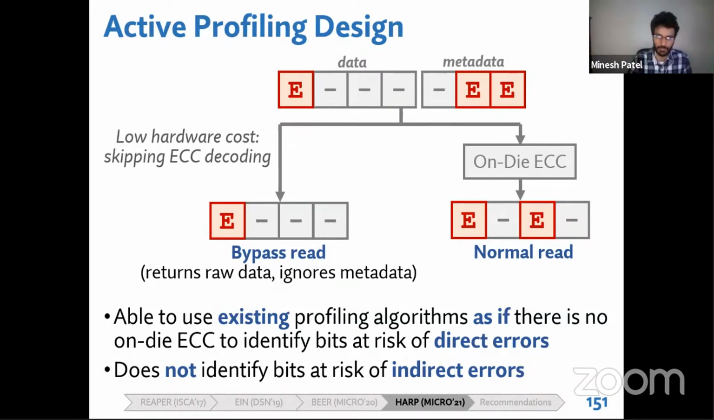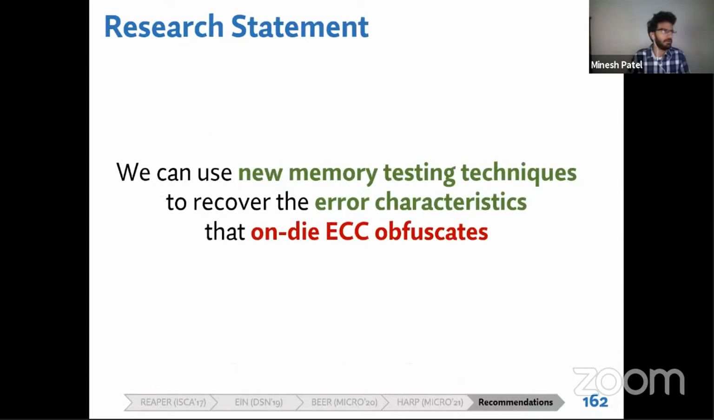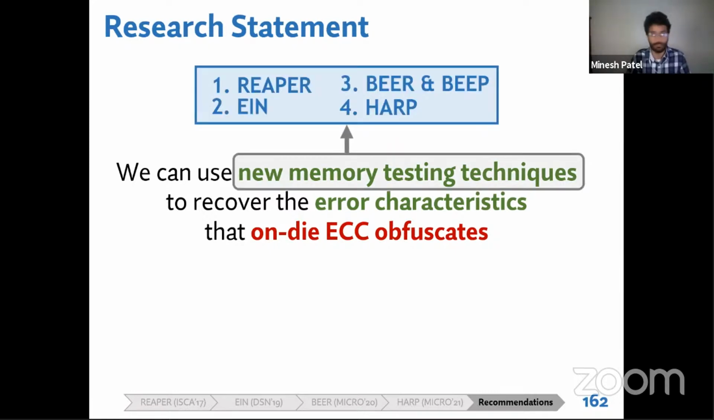So now I come to the last part of this talk, which is our recommendations based on all this work that we've done and some conclusions to put this together to talk about the general transparency of DRAM reliability characteristics. This is sort of ongoing thoughts, and we're happy to incorporate feedback. Our research statement for this entire talk is that we can use new memory testing techniques to recover the error characteristics that on-die ECC obfuscates. These new memory testing techniques that we covered are REAPER, BEER, BEEP, EIN, and HARP. All of these were different ways to help overcome this obfuscation and really understand error characteristics better.